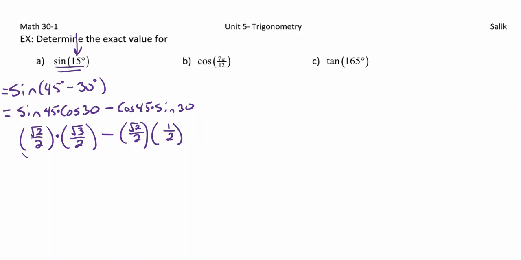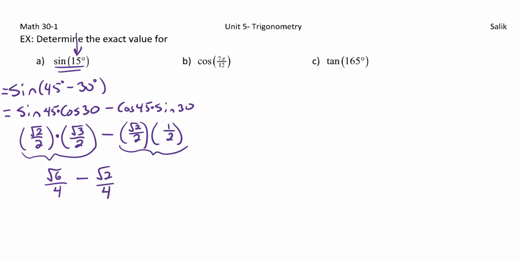Okay, so now we'll just multiply this part first, and then this part, and then we'll subtract them. So the first one, if you remember, we've got a root multiplied by a root. Remember, you just multiply the numbers underneath, so that'd be the same thing as just the square root of 6 over 4. And then minus, and then root 2 times 1, this would just be root 2 over 4.